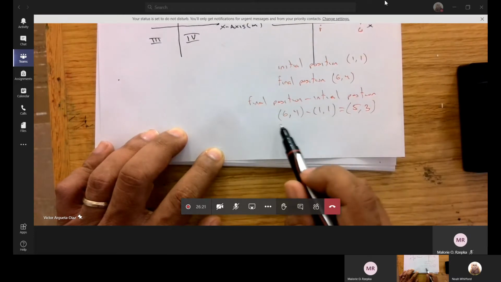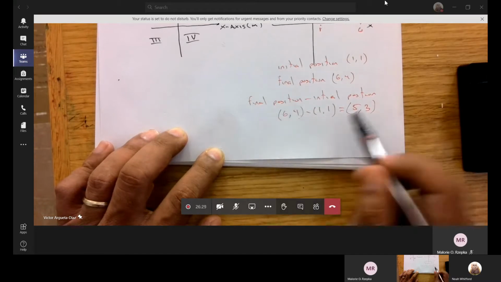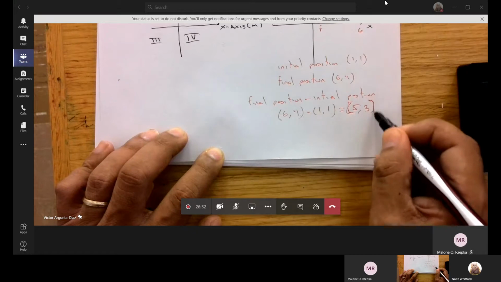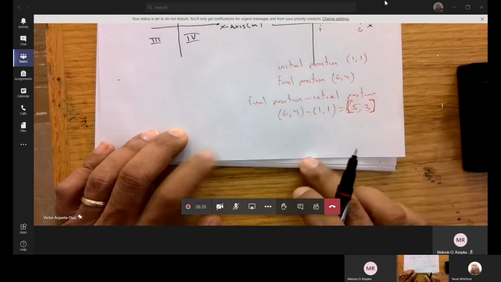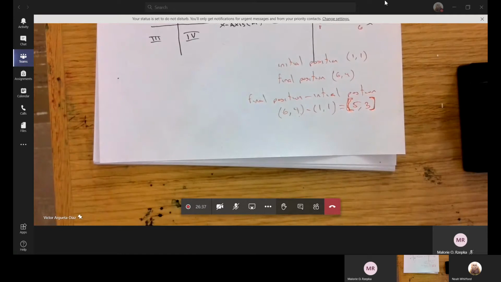Sometimes, to distinguish between vectors and points, you notice that these are points, so we use parentheses. And with vectors, sometimes we use square brackets. Okay, don't worry so much about that. So that [5, 3] represents the vector. Those are the components of the vector. It's a vector that has a size of 5 in the x direction, and in the y direction has a size of 3.